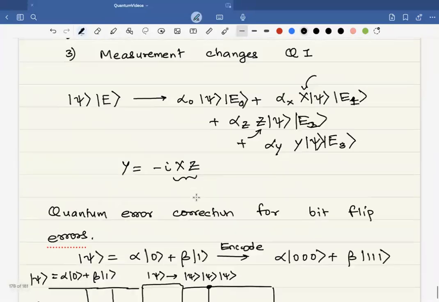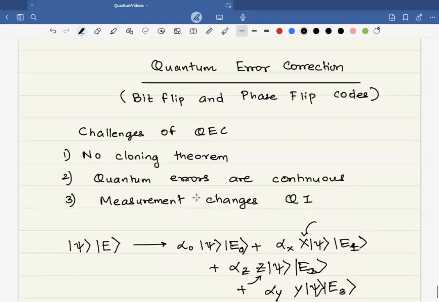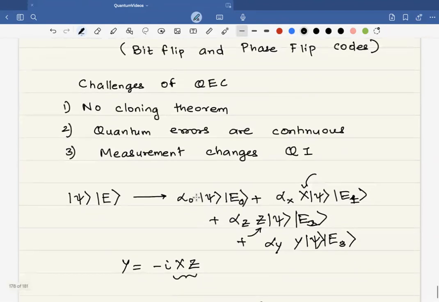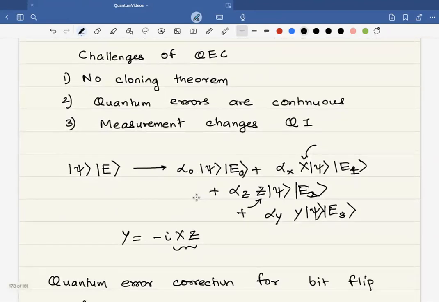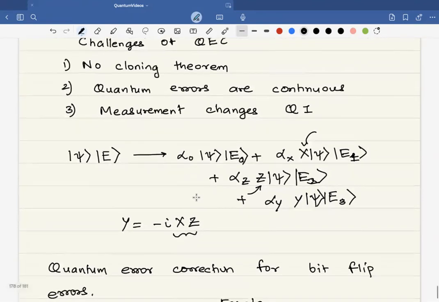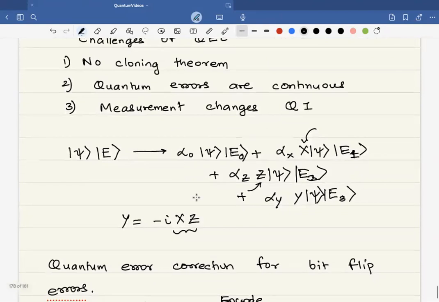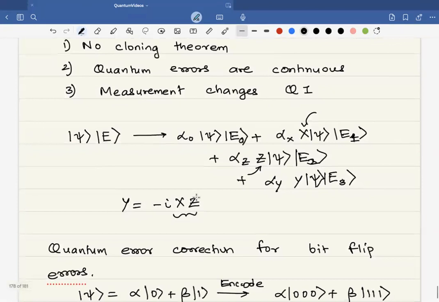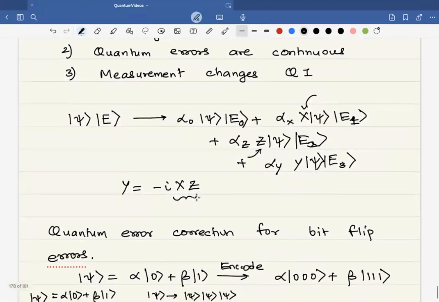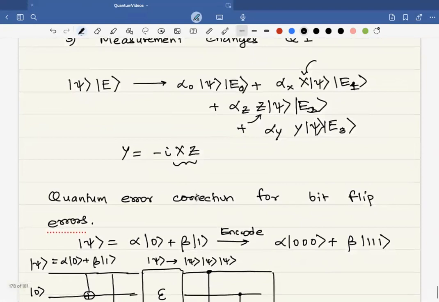So just summarizing, let's summarize the quantum error correction. There are some challenges, for example, no cloning theorem, the fact that errors are continuous and measurement changes quantum information. Fortunately, quantum errors can also be discretized. Most of the quantum errors can be written as a linear combination of bit flip, phase flip, or a combination of bit flip and phase flip. And so the two types of errors that circuits that we learned in this were, one was the bit flip error, and the second was the phase flip error.